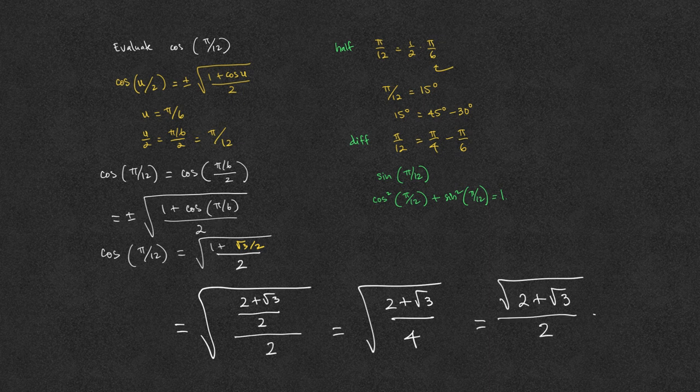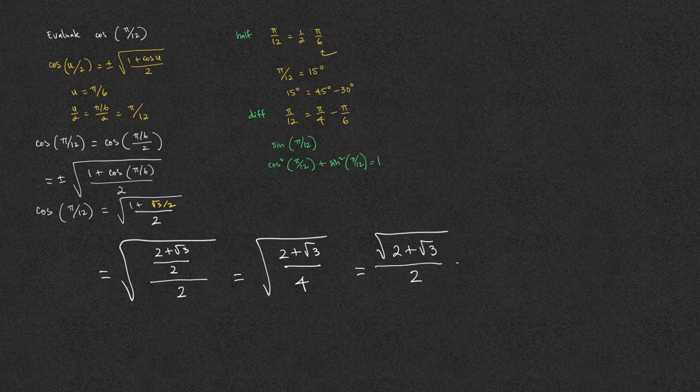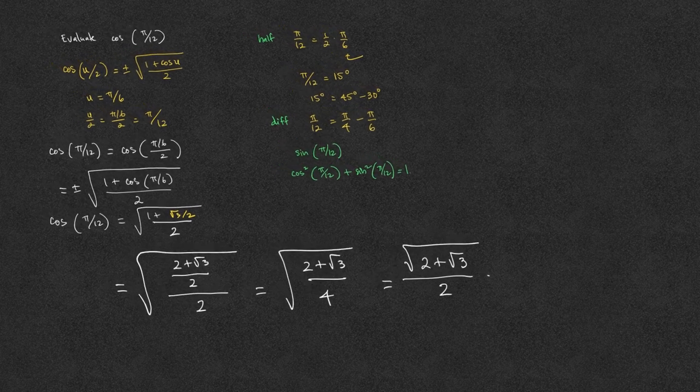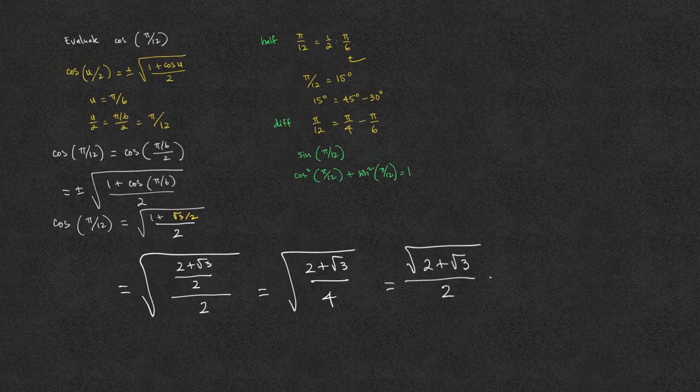And we are done. Now, what happens if we use the difference formula instead? We obtained the answer already, so we are done. But let's just say that we want to use the difference formula to evaluate cosine of pi over 12, which is the same as cosine of pi over 4 minus pi over 6. Both pi over 4 and pi over 6 are special angles.